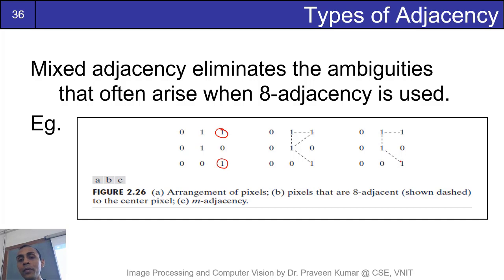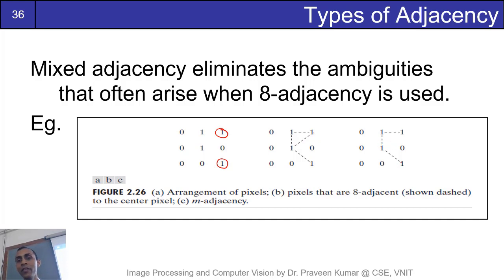Now, if you only consider four adjacency, there is no path here; these two pixels will be disconnected because this is the only neighbor with value 1 and it is not one of the four neighbors of this, so it has no four connected path. For eight connected paths, there are two different possible paths. If you want only a single path, then you can go for mixed adjacency.